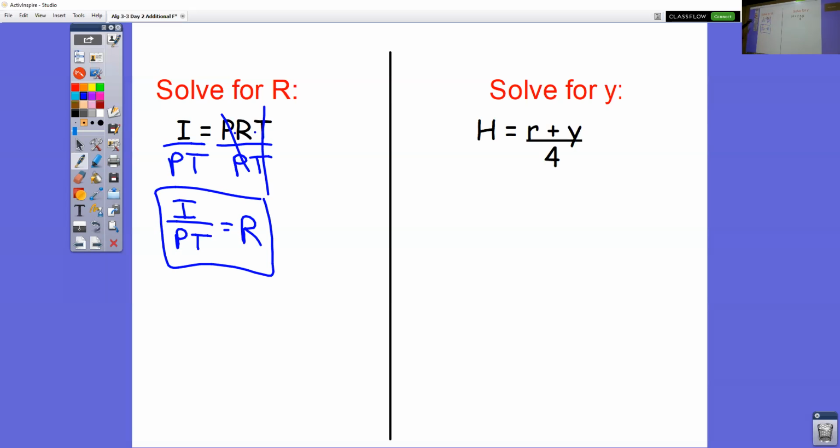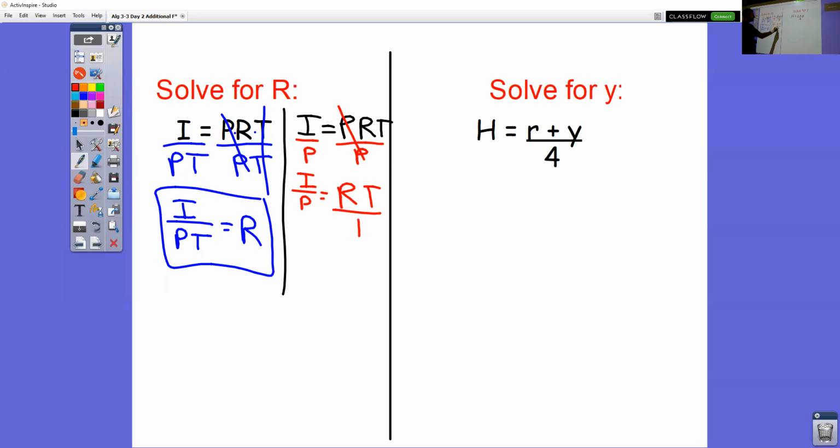Now, there are multiple answers for this one. All right, if I rewrite the problem here, there are multiple ways to do this. You could have chosen to divide each letter individually and go like divide by P, so that I have I divided by P equals RT, and then divide by T and divide the whole thing by T. So you get I divided by P all over T equals R. That would be a fine answer as well.